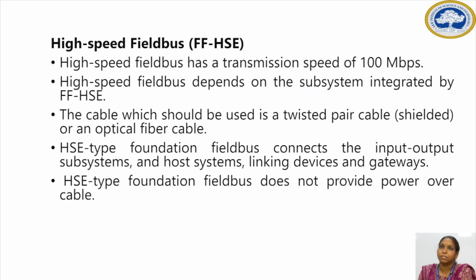High speed field bus. High speed field bus has a transmission speed of 100 megabits per second. High speed field bus depends on the subsystem integrated by FF HSE. The cable which should be used is a twisted pair cable or an optical fiber cable. HSE type foundation field bus connects the input output system and host system, linking device, and gateways. HSE type foundation field bus does not provide power over the cable.